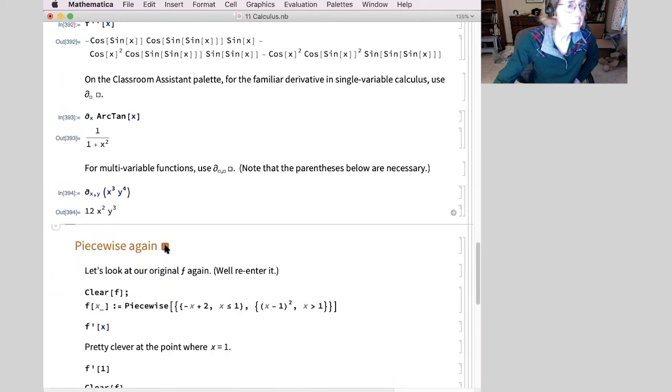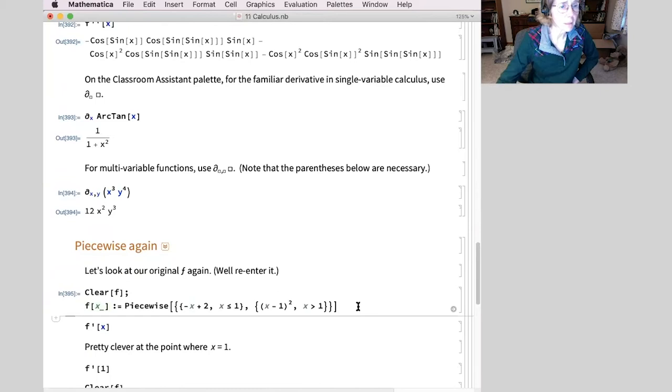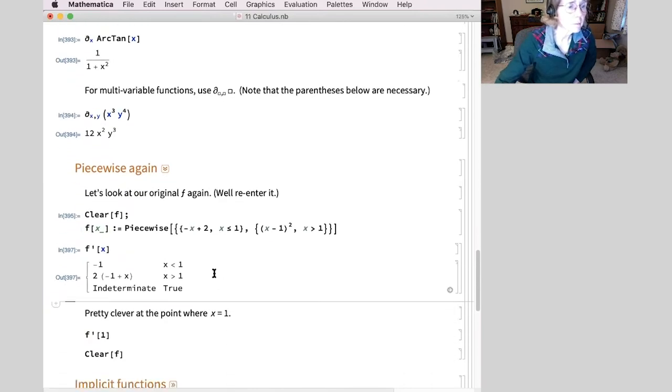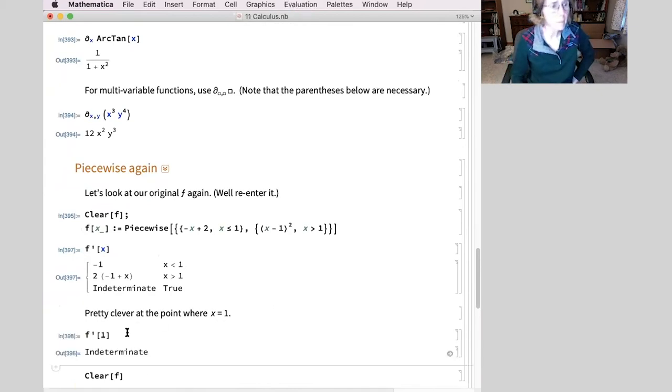Okay, piecewise again. All right, I'm going to clear this and just re-enter it just so it's right in front of us one more time. I can use f prime of x, and it will give me good format here with this little thing down there. Please note that I did lose the equality up here, as I should have. When x equals 1, f prime of 1, also indeterminate. Okay, so the Wolfram language can figure out a lot of that stuff for you. Clearing f, good habit.